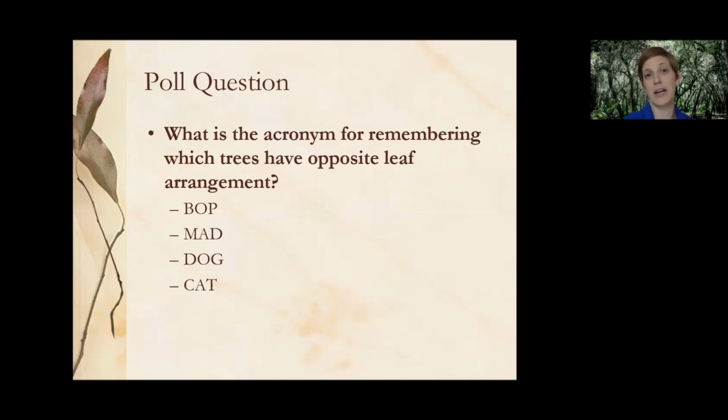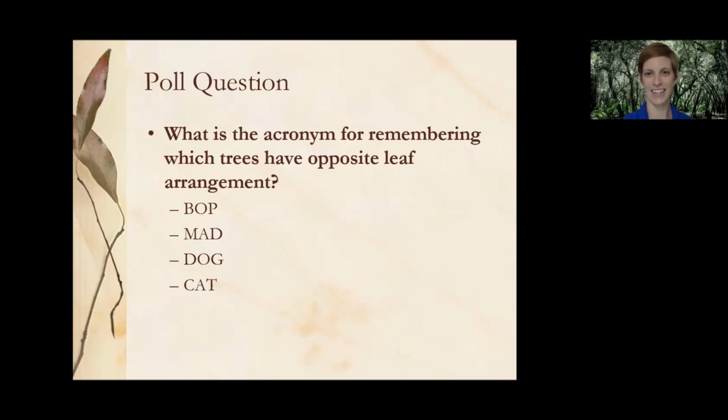I don't actually expect you guys to know this, but I thought it'd be fun. And maybe now you'll remember it after this. I didn't even learn this till I was out of college and finished all my forestry classes, so I didn't have this tool to help me. So what is the acronym for remembering which trees have opposite leaf arrangement? I see lots of people changing their answers.